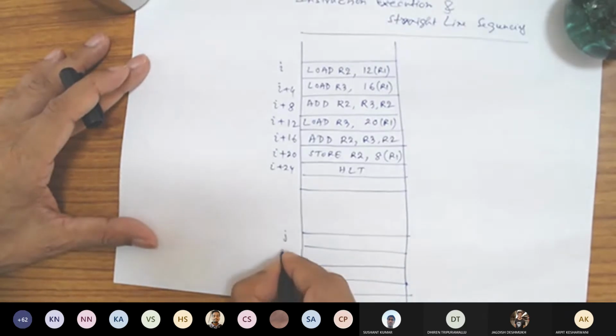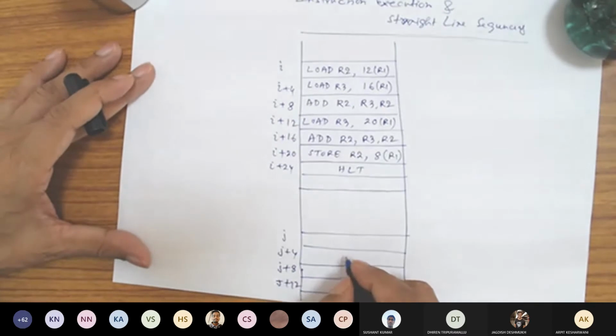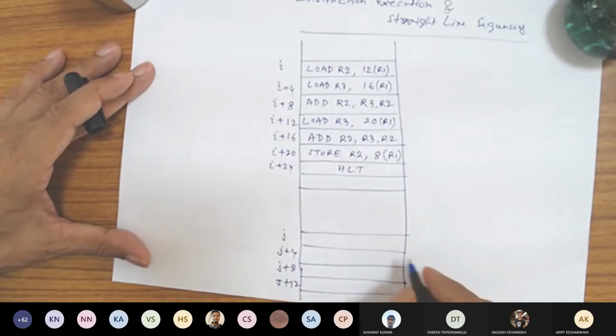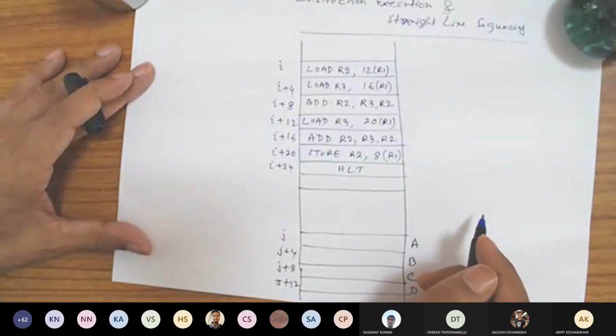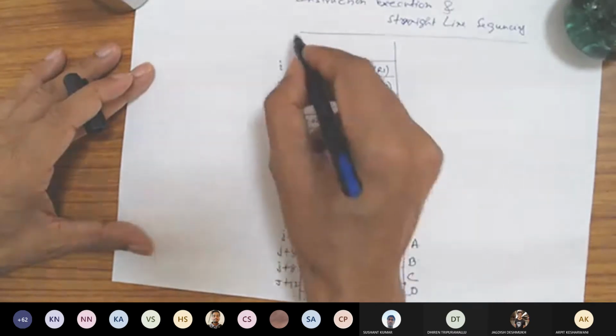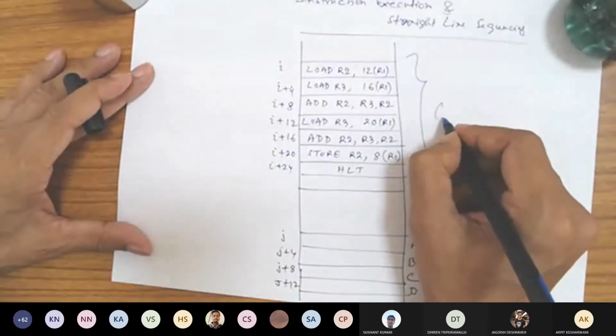This is J, this is J plus 4, this is J plus 8, this is J plus 12. Here you may have B, this is A, this is B, this is C, this is D. So accordingly you can find out the values of J so that it matches. The memory is like this. So this becomes your code segment.